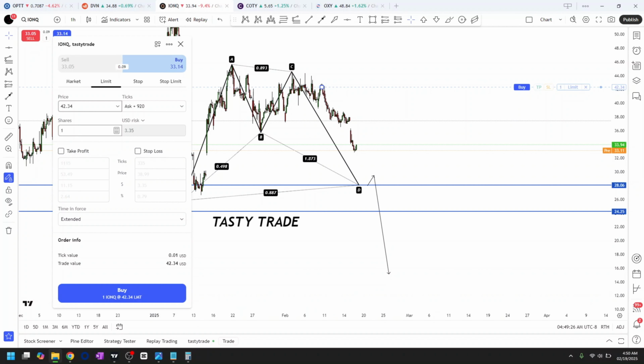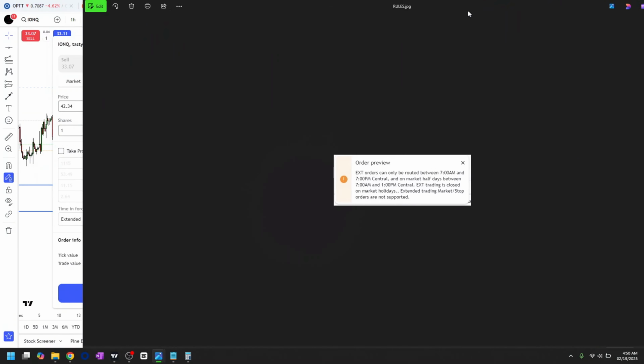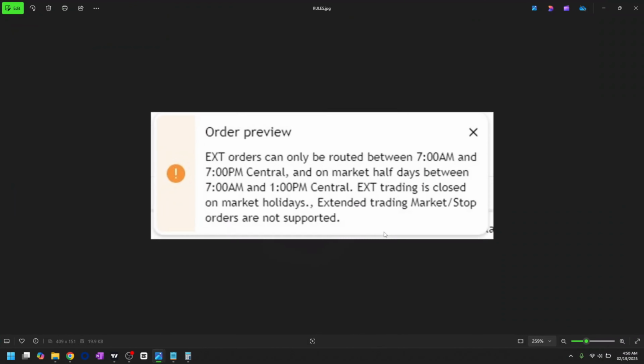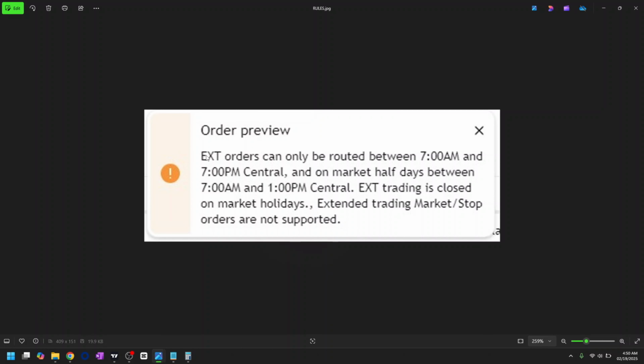Like I said, it's really not my favorite thing to do, but here is a shot of the rules, I guess, if you will. All right. So EXT orders are routed between 7 a.m. and 7 p.m. Central, and on market half days, which are 7 to 1. EXT, or extended market trading, is closed on holidays. For anybody that wants to know, it's closed on holidays.